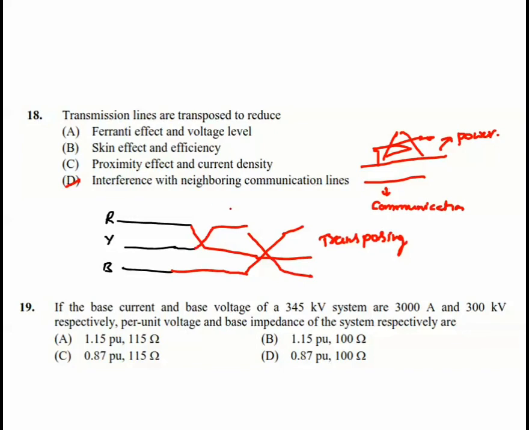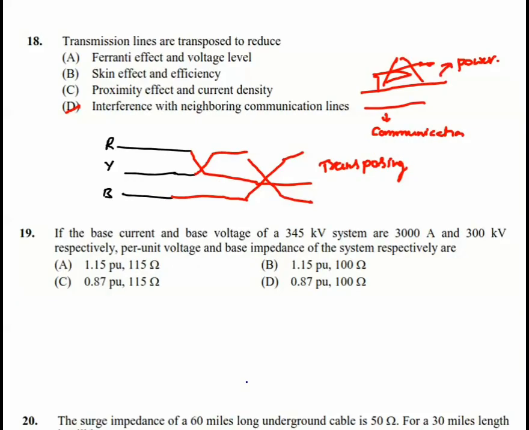And the next question here is: if the base current and base voltage of a 345 kV system are 3000 A, this is the base current, and 300 kV, this is the base voltage of a 345 kV line respectively, find the per unit voltage and the base impedance of the system respectively.